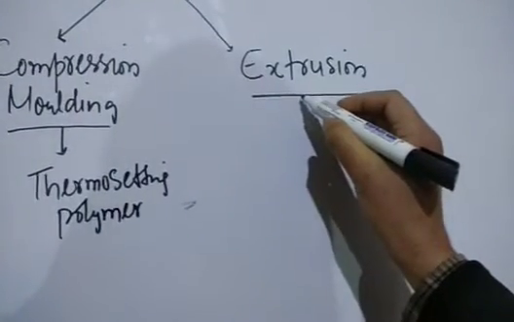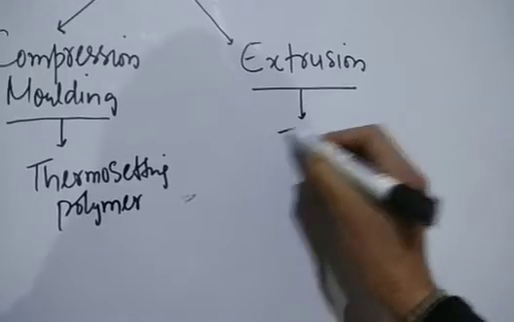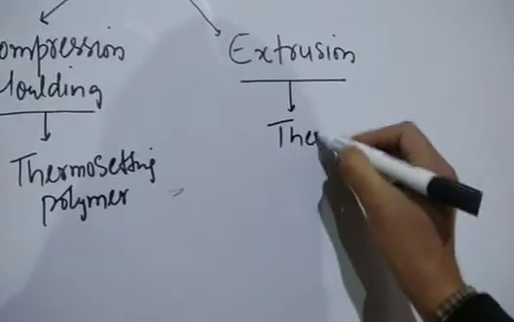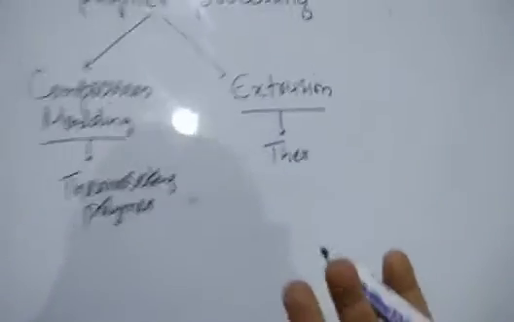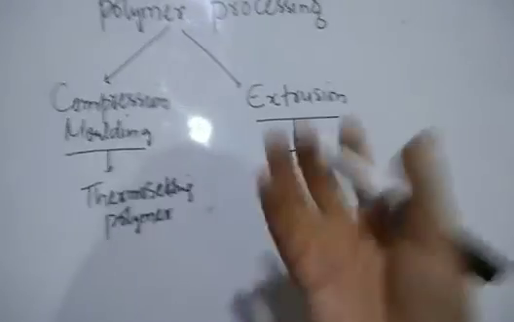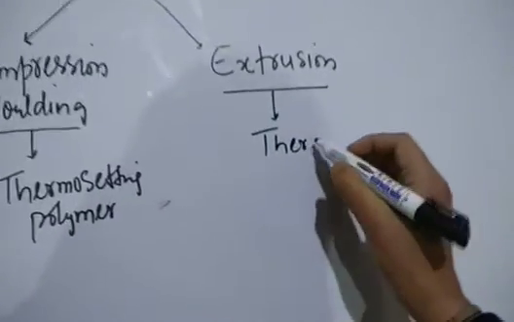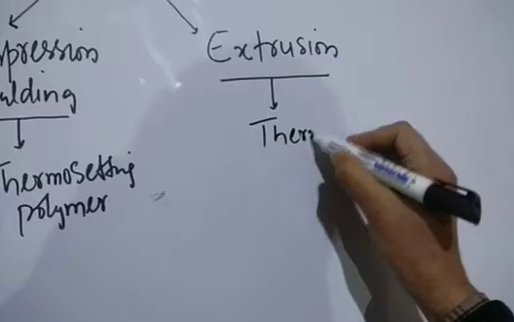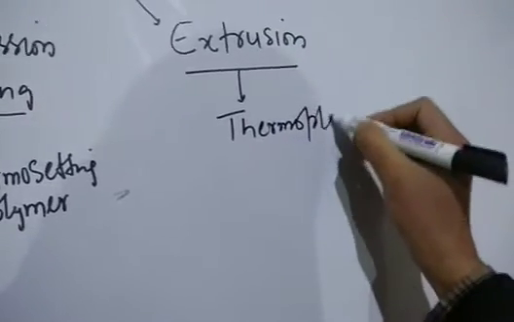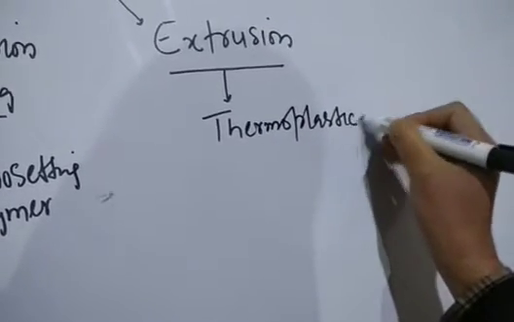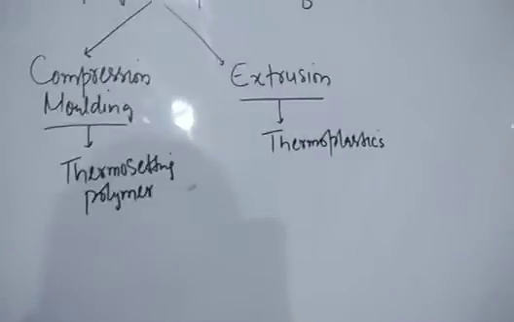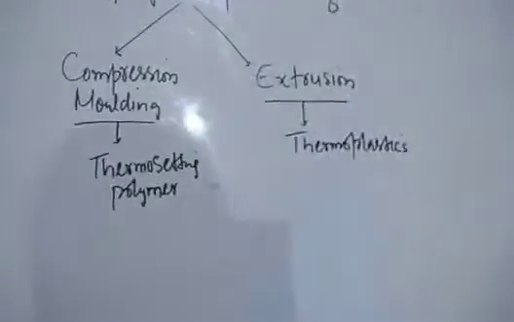Likewise, the extrusion method is used for thermoplastics. Those polymers which are thermoplastics can be processed through the extrusion method. And the thermoplastic polymers can be processed through the extrusion method.